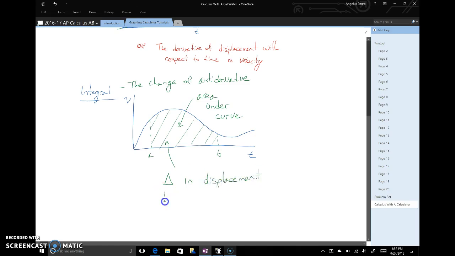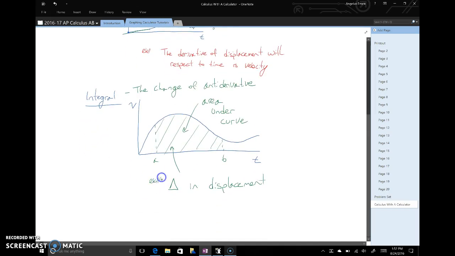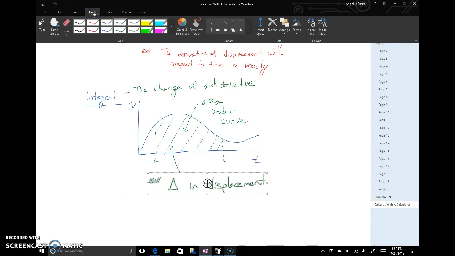That little delta, this delta symbol here means change. So change in displacement, that would be our physical representation. Let me change this to red here real quick. So what I want to show you is on the calculator how to do these calculations.